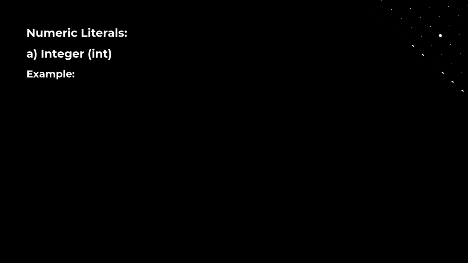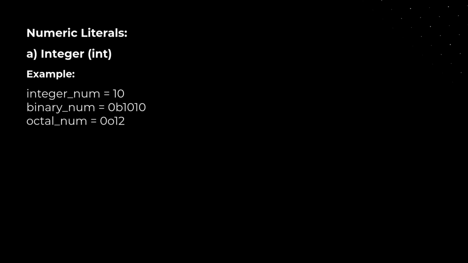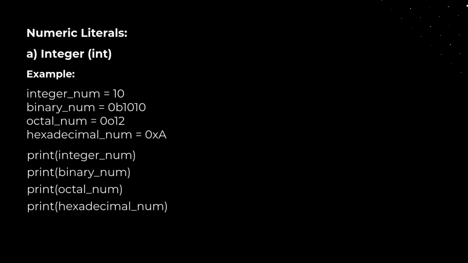Let us see an example. Here integer num is equal to 10. Binary num is equal to 0b1010. Octal num is equal to 0o12. Hexadecimal num is equal to 0xa. Now print these values. Here we have initialized multiple variables using different forms of integer literals and printed their values. And the output is this.